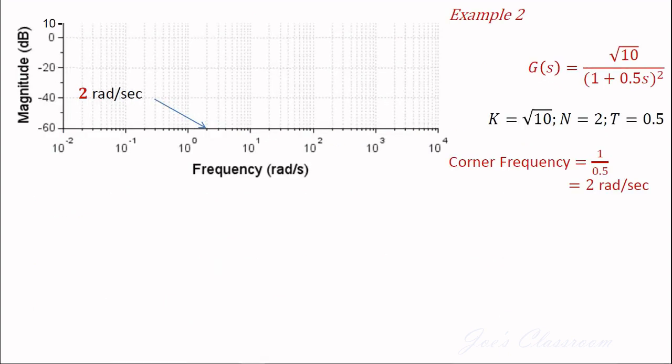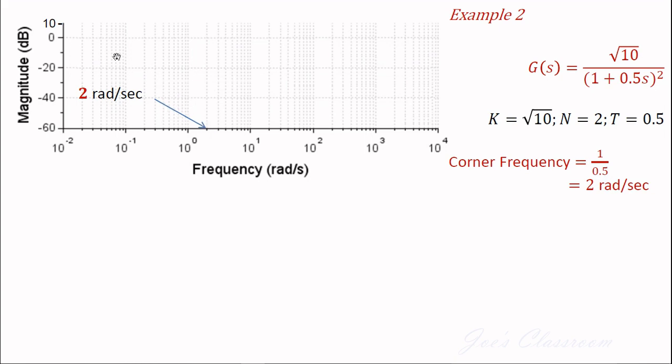Now let us take another example. Here the transfer function chosen is G of s equal to square root of 10 divided by (1 plus 0.5 s) the whole square. Here obviously k is equal to square root of 10, n is equal to 2 and T is equal to 0.5. So the corner frequency I can find as 1 by 0.5, it is nothing but 2 radians per second. So this is 10 power 0, this is equal to 1, and this is 2. So I located the corner frequency.